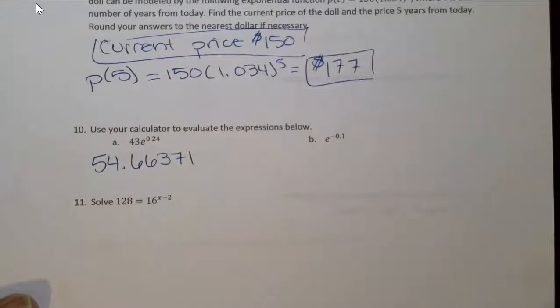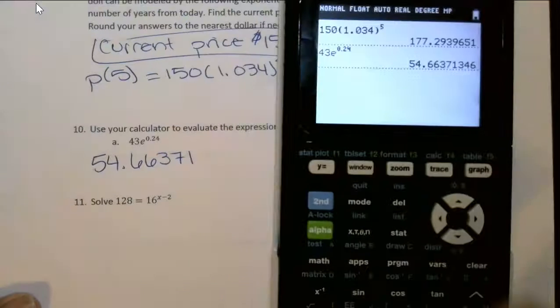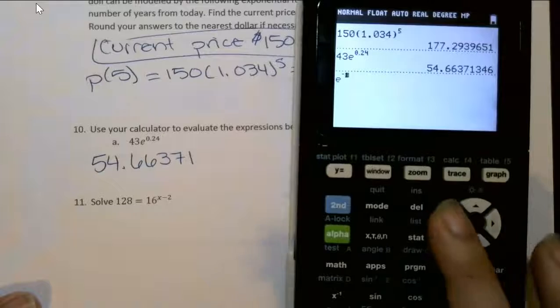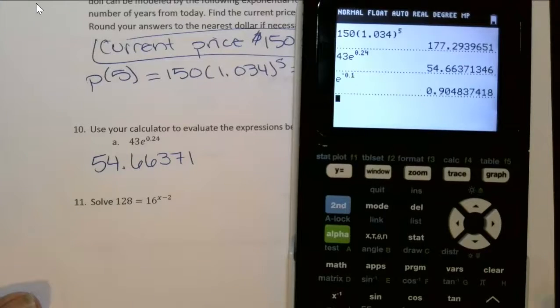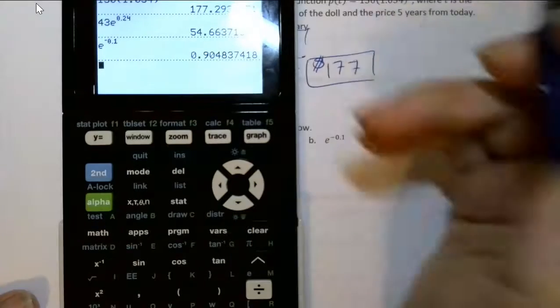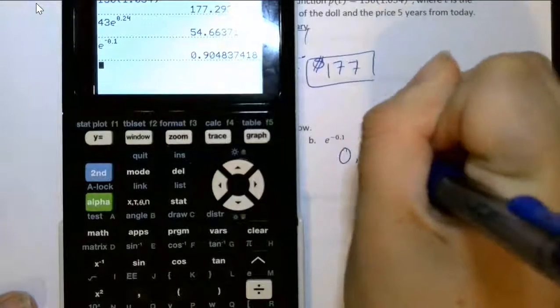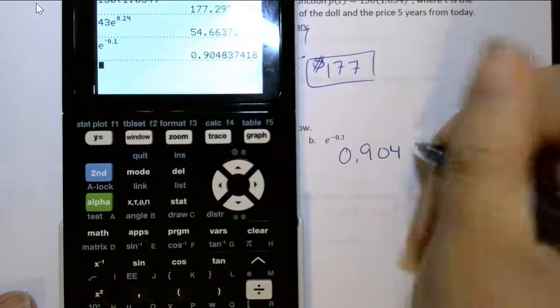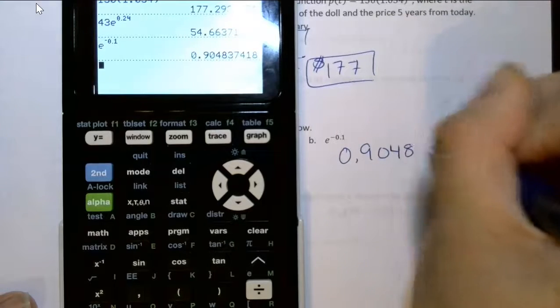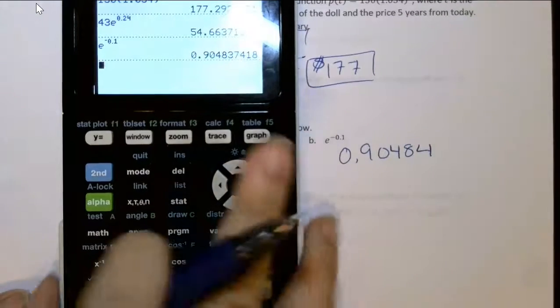Okay. Then I'm going to do the same thing for B. This one is e to the -0.1, my bad. And I get 0.9048, and then that number is going to round to 4 decimal places.